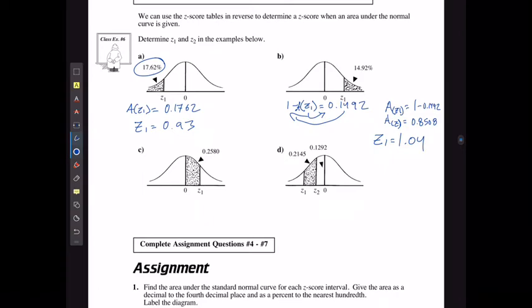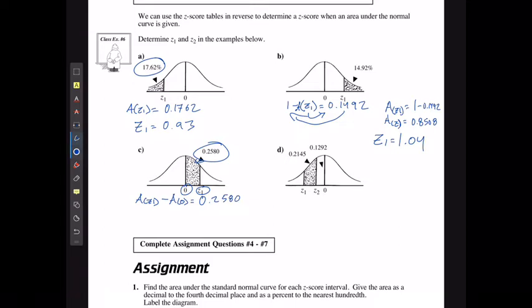For example C, then I'm going to say that it's given me the area in between these 2 points. I don't know what the point on the right-hand side is, but it tells me the point on the left-hand side is going to be 0, which means that the area of z1 minus the area of 0 is going to equal 0.2580.